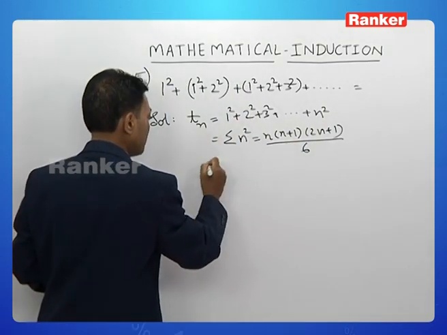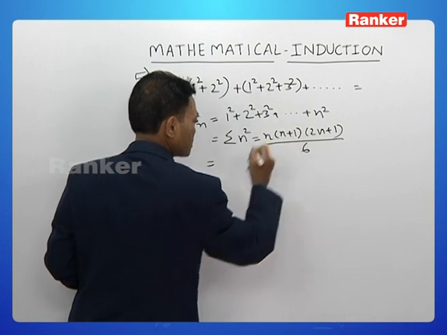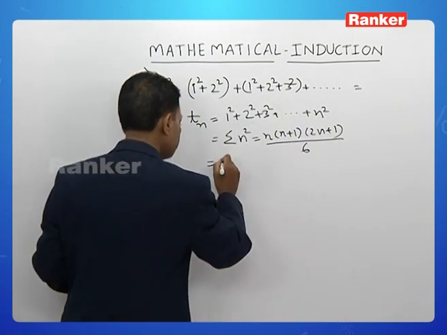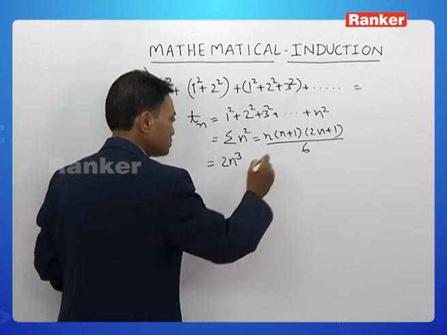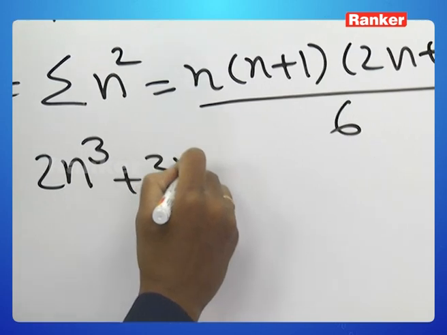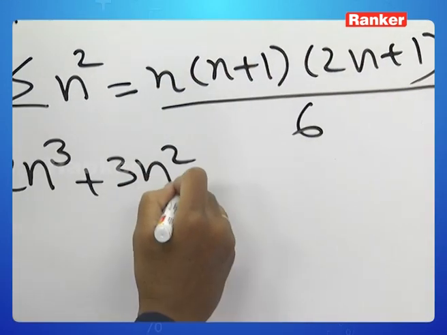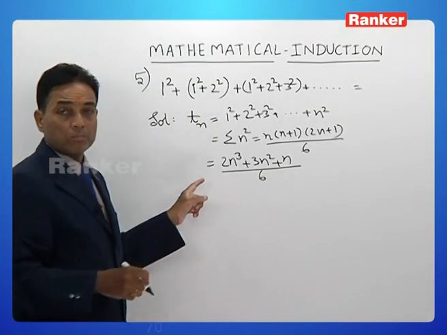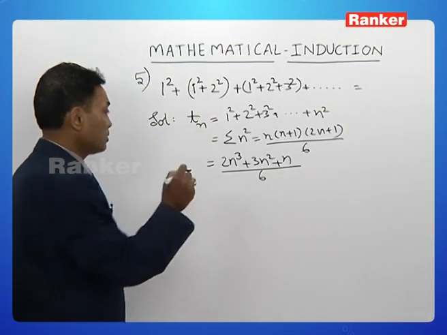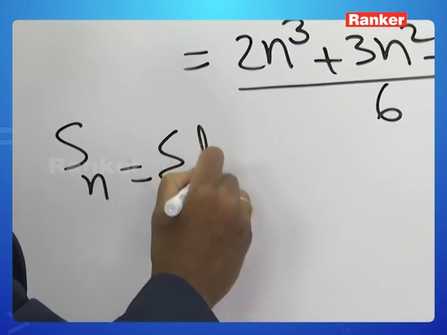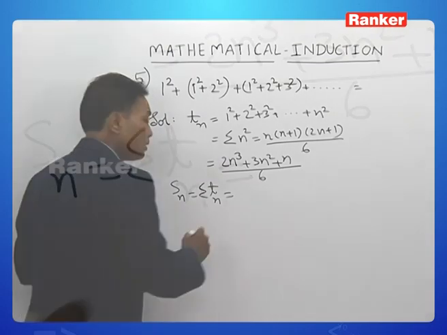Okay, now I am simplifying this. 2n square into n, that is 2n cube. 2n plus n, 3n into n, 3n square. 1 into n, that is n, all by 6. This is only the nth term, not the total value. So, we now find the sum of n terms using the formula sigma Tn.